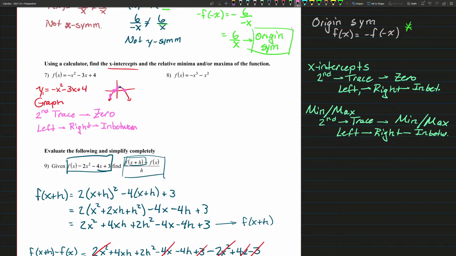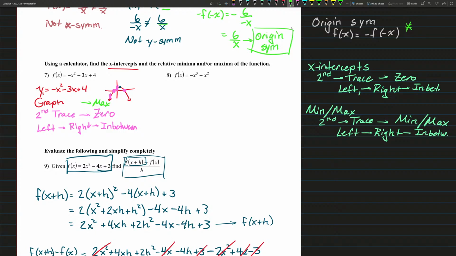The same exact thing is true for the minimum or maximum, right? Except in this case, when we hit second trace, we want the, in this case, maximum. And then we still do left bound, right bound, and in between. It's -4 equal to x.